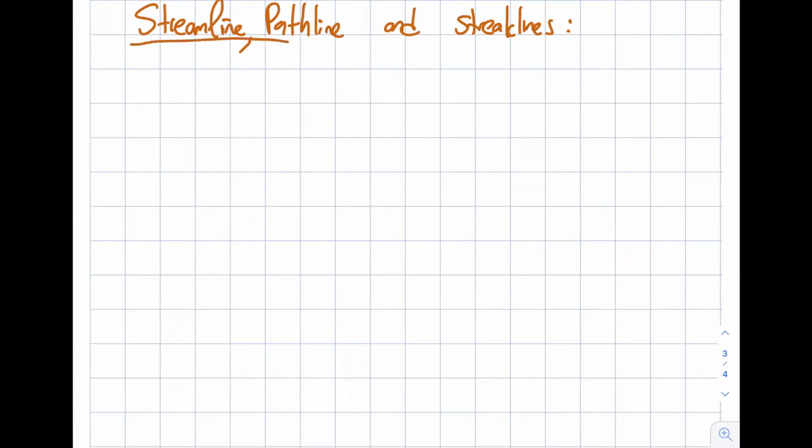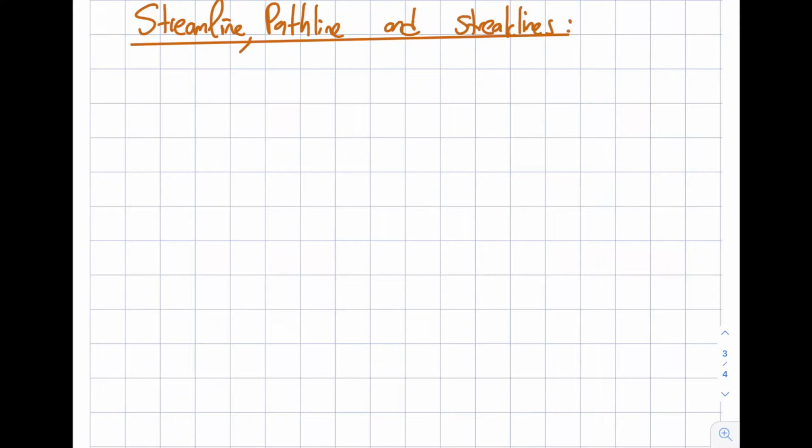Okay, in the previous segment, we talked about steady, we talked about unsteady, and I'll introduce something. This will be quite important. It's called streamline, pathline, and streak lines. Okay, so over here, I will discuss these three different definitions that I can call.